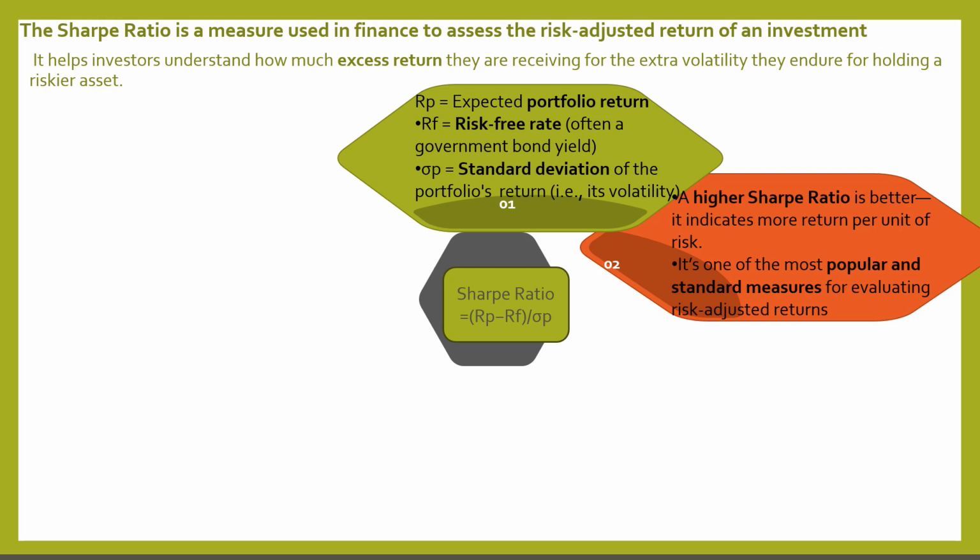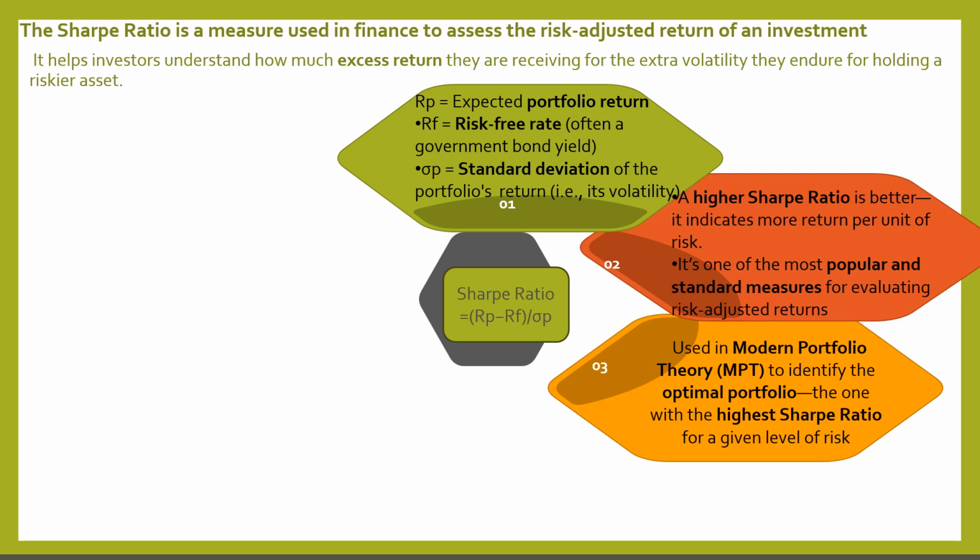A higher Sharpe ratio is better. It indicates more return per unit of risk. It's one of the most popular and standard measures for evaluating the risk-adjusted returns. Used in modern portfolio theory to identify the optimum portfolio, the one with the highest Sharpe ratio for any given level of risk.